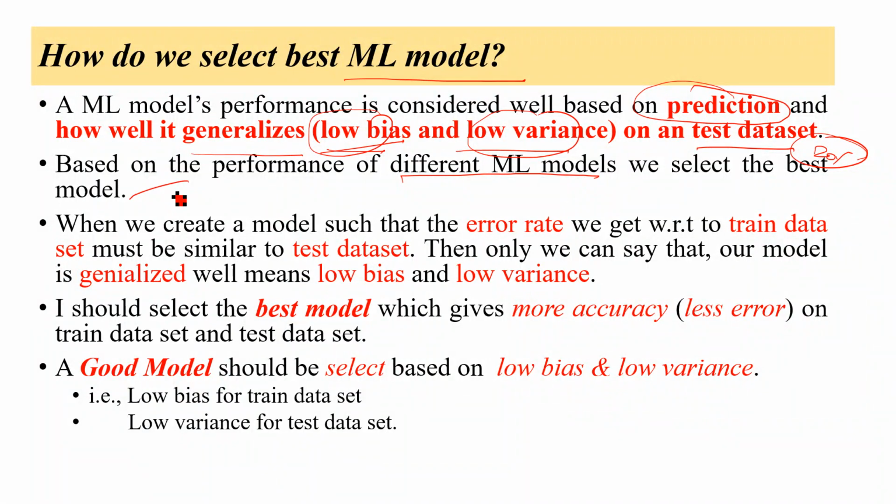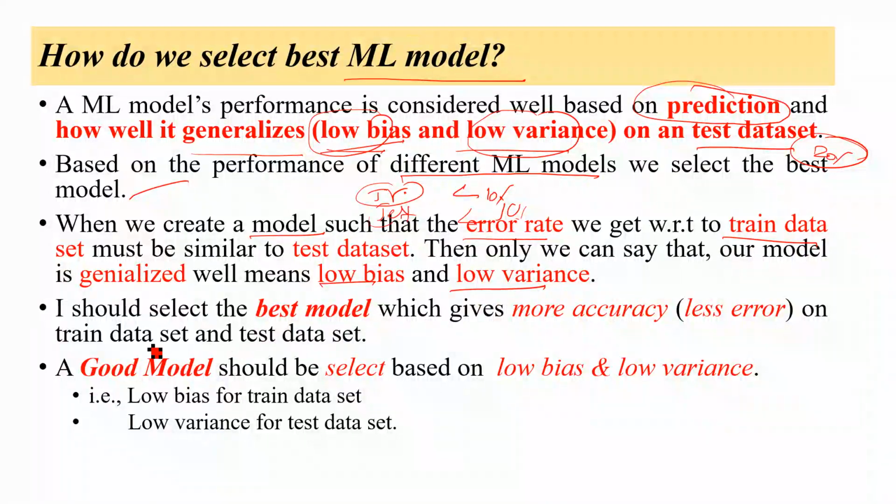The best model means that when we create the model, the error with respect to the trained data must be similar to the test data. Then only can we say our model is generalized. Suppose the error with respect to the train data set is less than 10%, and with respect to the test data set it is also less than 10%. Then the training error is less than 10%, the test error is less than 10%, and our model has low bias and low variance.